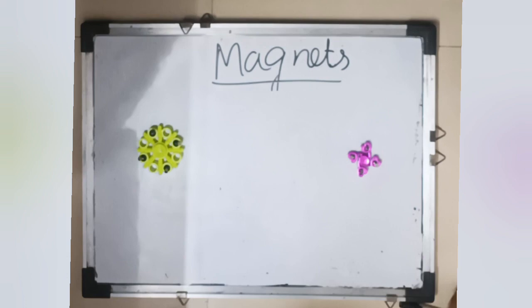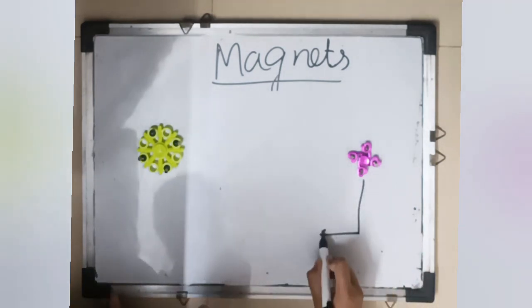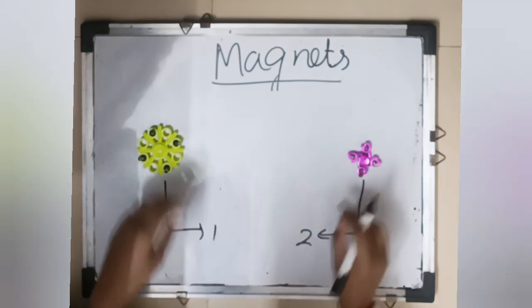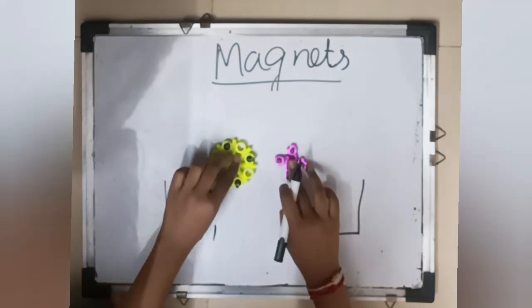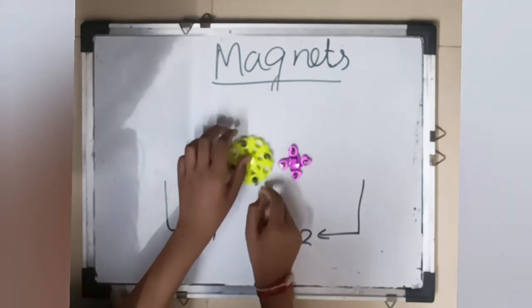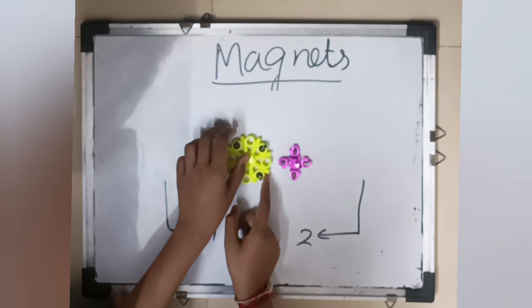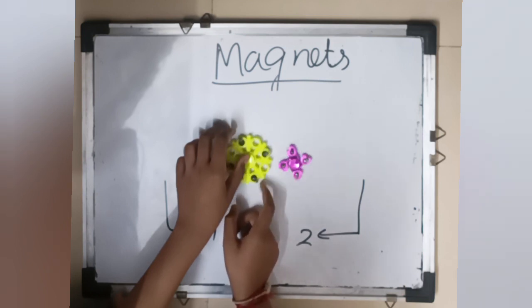We have taken two spinners here. Let's name the pink one spinner 2 and the yellow one spinner 1. Here we can see the spinner has started spinning. Due to the magnetic field of spinner 1, the spinner 2 has also started spinning.